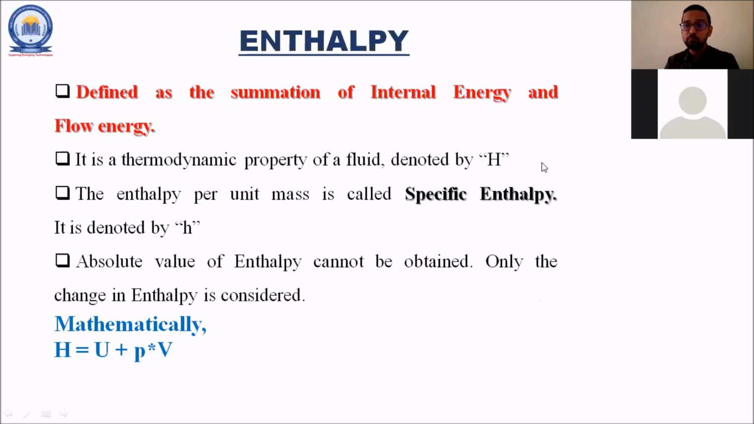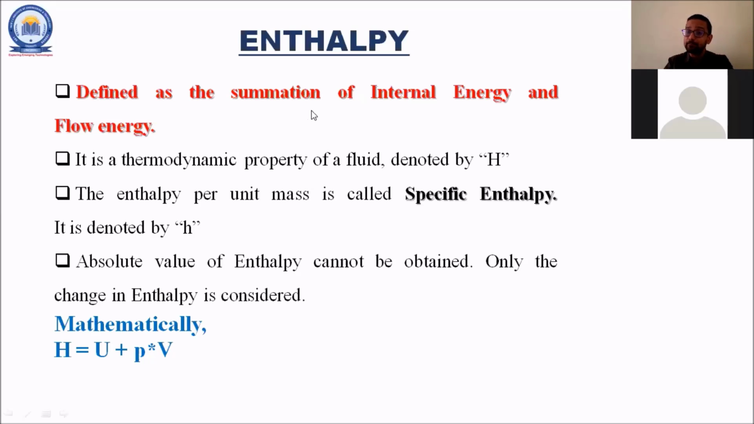Moving further with the next point, that is enthalpy. Enthalpy in simple terms is defined as the summation of the internal energy and the flow energy. Enthalpy is a thermodynamic property denoted by capital H. The specific enthalpy is the enthalpy per unit mass and is denoted by small h. The absolute value of enthalpy cannot be obtained, so we always calculate the change in enthalpy.